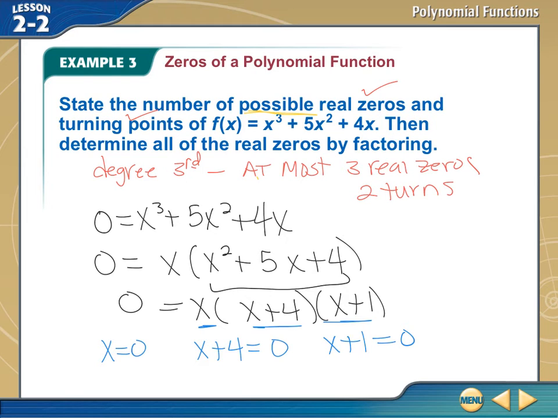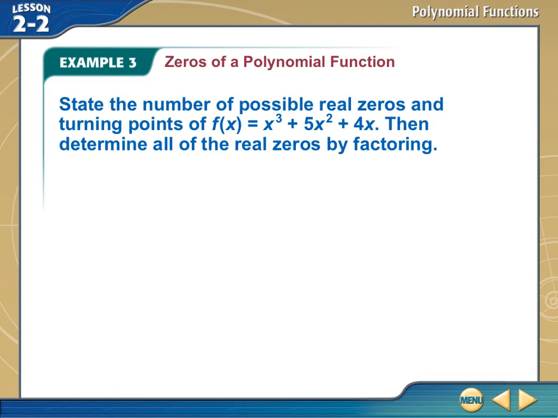This is going to help us determine what our real zeros are. So here we have a real zero at 0. We have a real zero at x equals negative 4, and we have a real zero at x equals negative 1.